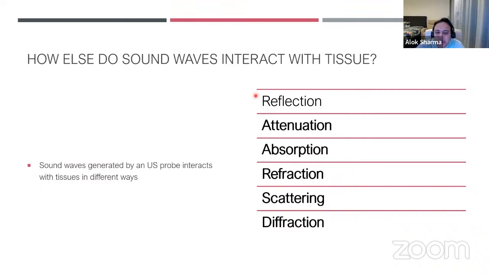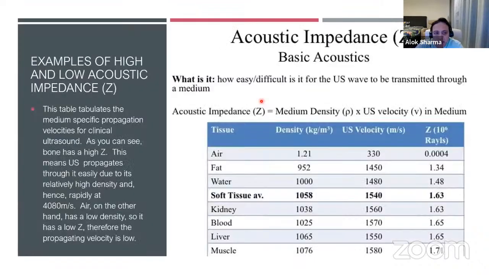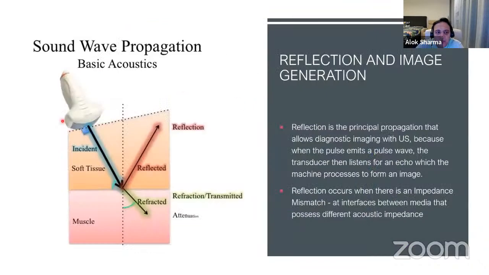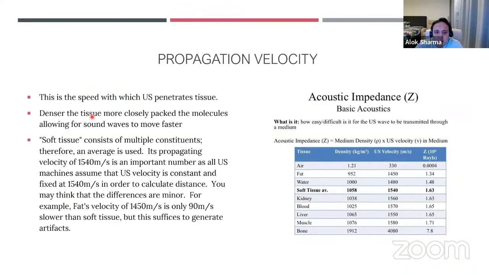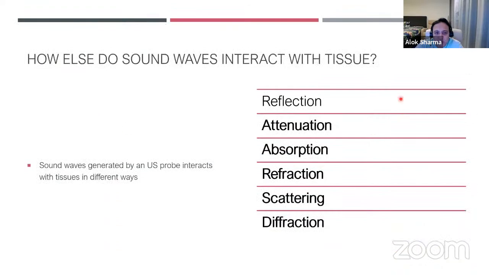And reflection basically means that if you put a probe on tissue, you generate an ultrasound sound wave, the sound wave is reflected back and interpreted by the ultrasound probe, which basically generates an image. Now, that's what the ultrasound probe and machine assume.